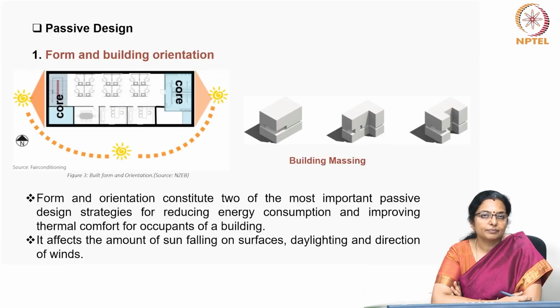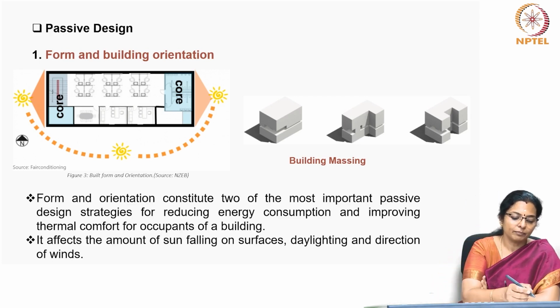Let us look at the passive design which we can adopt in buildings. First is form and building orientation. So, form and orientation, they constitute two of the most important passive design strategies for reducing energy consumption and improving thermal comfort for occupants of a building. It affects the amount of sun falling on surfaces, daylighting, and the direction of winds.